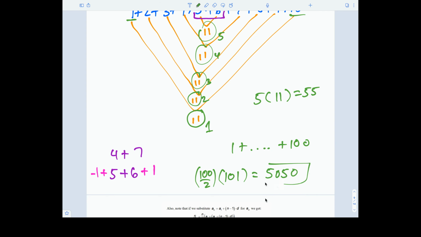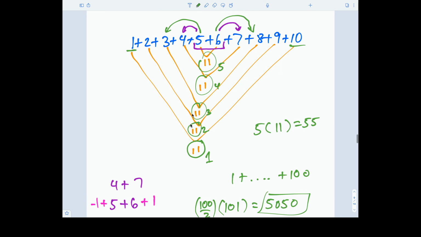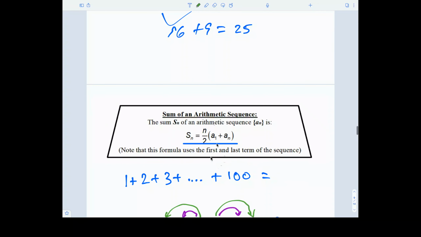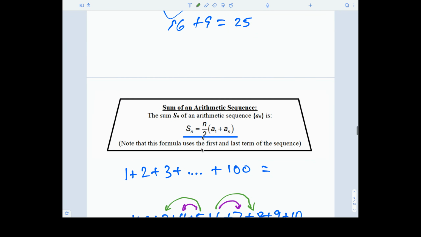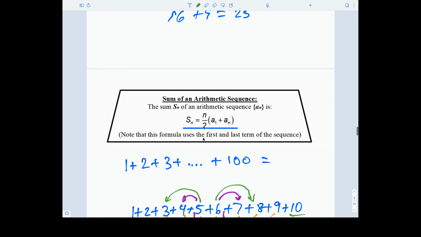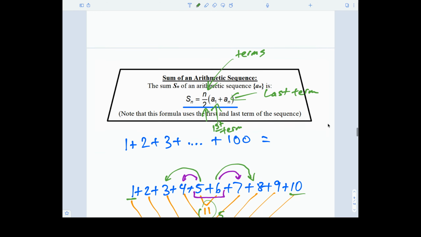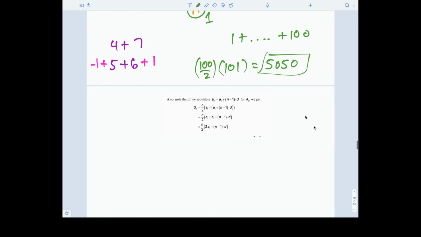Okay, which gives you 50 pairs, and that's the answer. So kind of a cool little thing here. And that's what this formula is really saying. This formula is essentially saying n is the number of terms. In Gauss's case, it's 100 terms divided by 2. And then you add the first term and the last term. Okay, that's it.